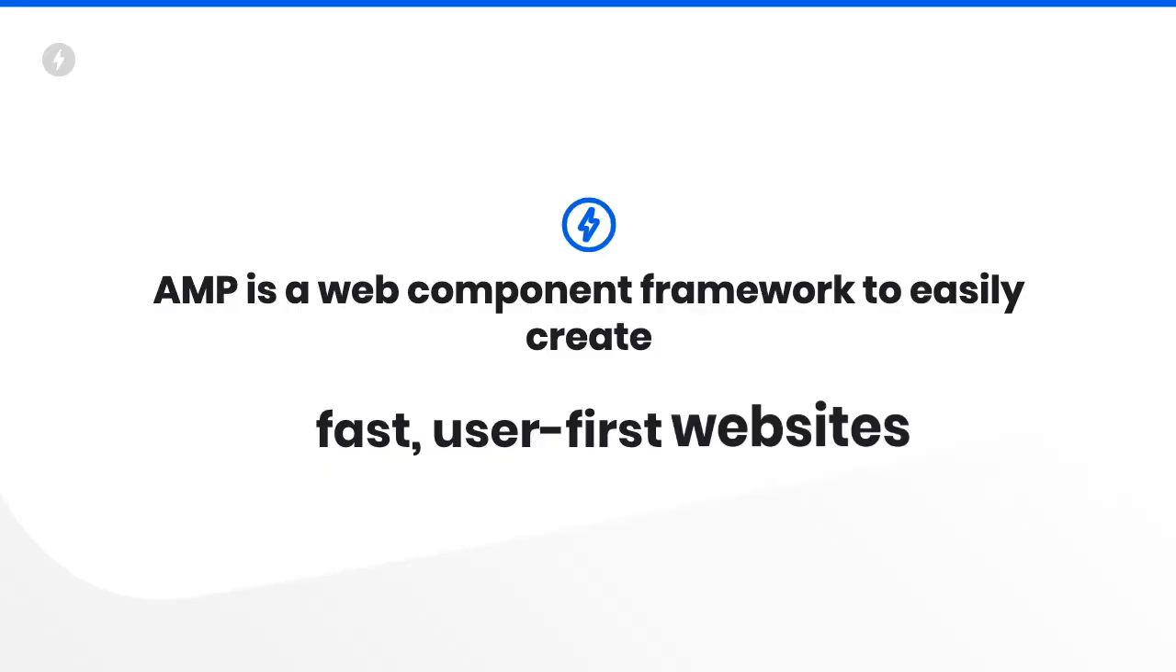So AMP is first and foremost a web components framework to easily create user-first websites. I will briefly talk about what web components are in just a bit, but for now I also want to mention that AMP is not only available for websites. You can also build emails, stories like something like Instagram, and ads in an AMP-compatible way. Originally, you may know AMP as meaning accelerated mobile pages, but this abbreviation has actually been dropped. It's no longer in use. Now it's just AMP. That's just the name of the thing. Don't think about what it means, basically.